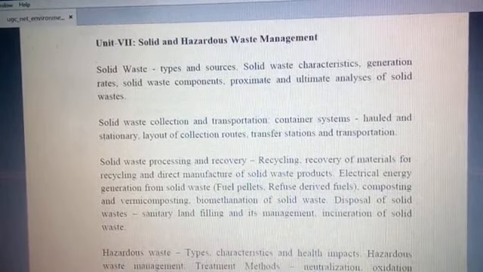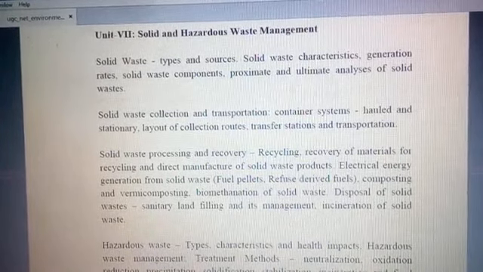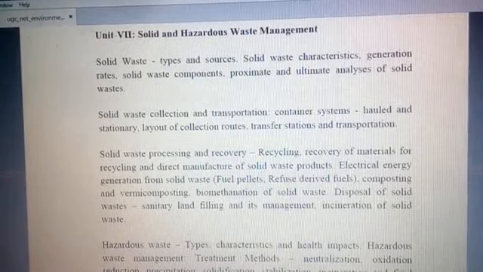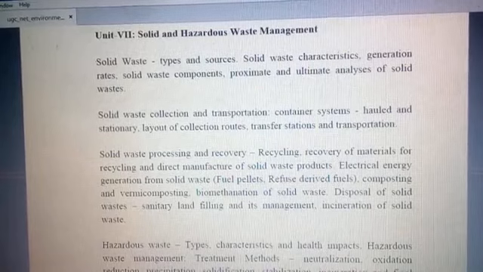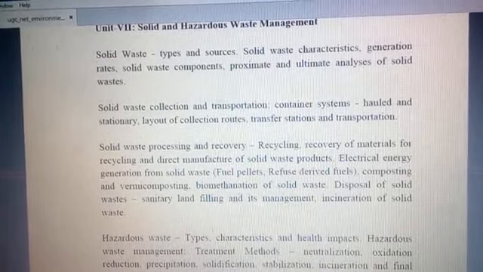Solid waste processing and recovery, recycling, recovery of materials for recycling and direct manufacture of solid waste products. Electrical energy generation from solid waste, fuel pellets, refuse derived fuels, composting and vermicomposting, biomethanation of solid waste, disposal of solid waste, sanitary landfilling and its management, incineration of solid waste.